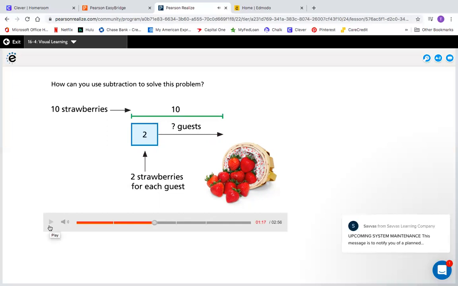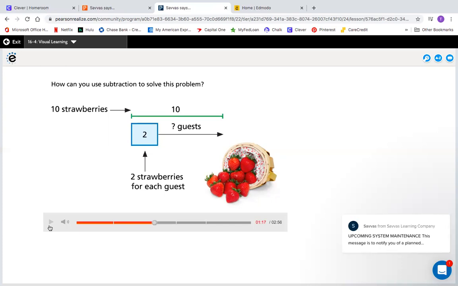So just like I was doing on the whiteboard, we can do repeated subtraction. I can start with 10 and subtract 2, do minus 2, minus 2, minus 2 until I get to 0. And the amount of times that I did minus 2 will give me my answer. So I can use repeated subtraction to find my answer.